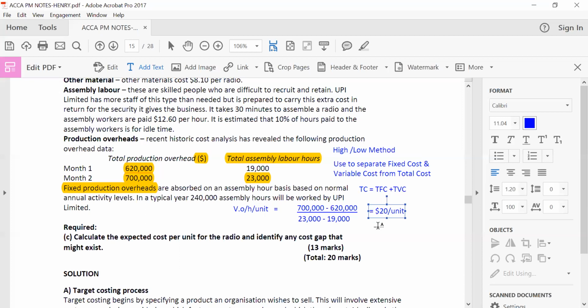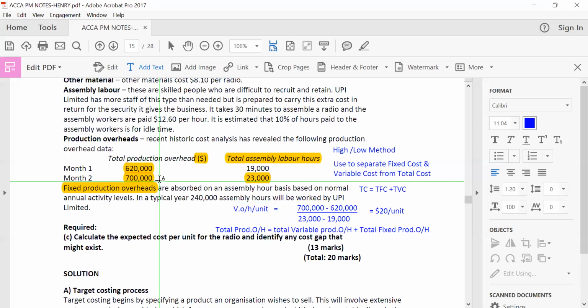Now, because we have the $20 overhead per unit, but we do not have the fixed overhead, we need to estimate the fixed overhead. Because we have the total overhead, total production overhead comprises total variable production overhead plus total fixed production overhead.